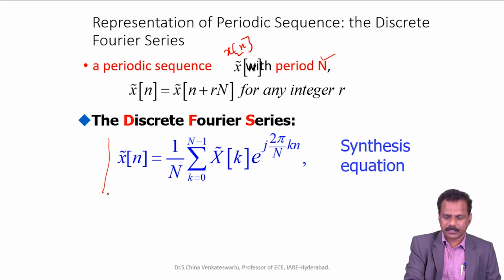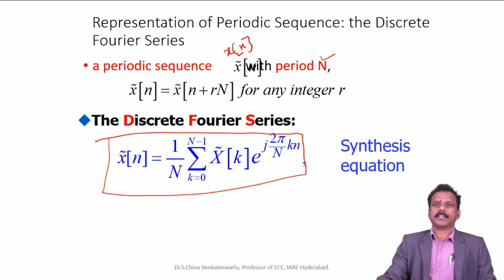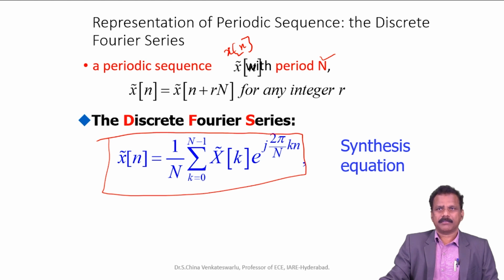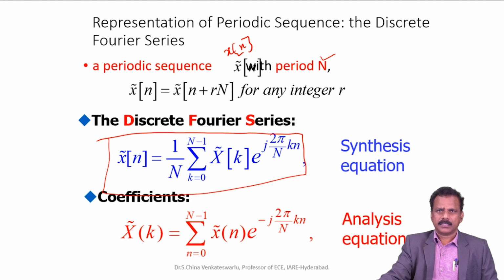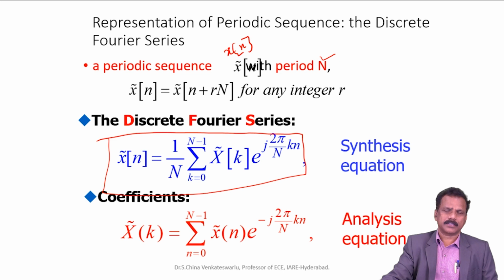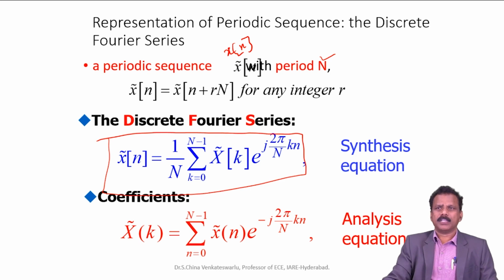This equation is based on the DFS, and with further DFT we will try to verify x of n or x of k. The coefficients x of k are equal to the summation n equal to 0 to N minus 1 of x of n e power minus j 2 pi by N kn, which is the analysis equation. Once we have all the coefficients, by using the synthesis equation we need to verify the number of coefficients. After calculating and measuring them, we will observe whether the analysis equation is fulfilled or not.